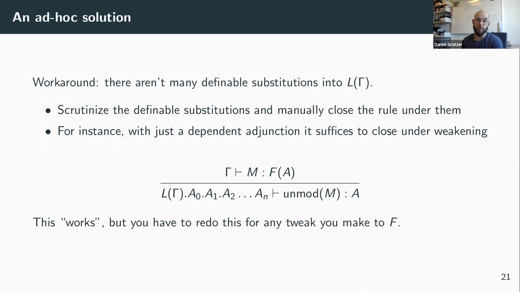There is a workaround, which is that in DRAT, there just aren't that many ways to map into L gamma. In fact, there's basically two ways to map into L gamma. You can use weakening to forget something sitting in front of L gamma, or you can use the functorial action. And if you think very hard and you prove some syntactic lemmas, you can say, well, the original rule isn't stable under substitution, but if I just manually close it up under weakening, then it will be stable under substitution. And the result is this somewhat aesthetically displeasing rule that just bundles in a bunch of weakening at the beginning.